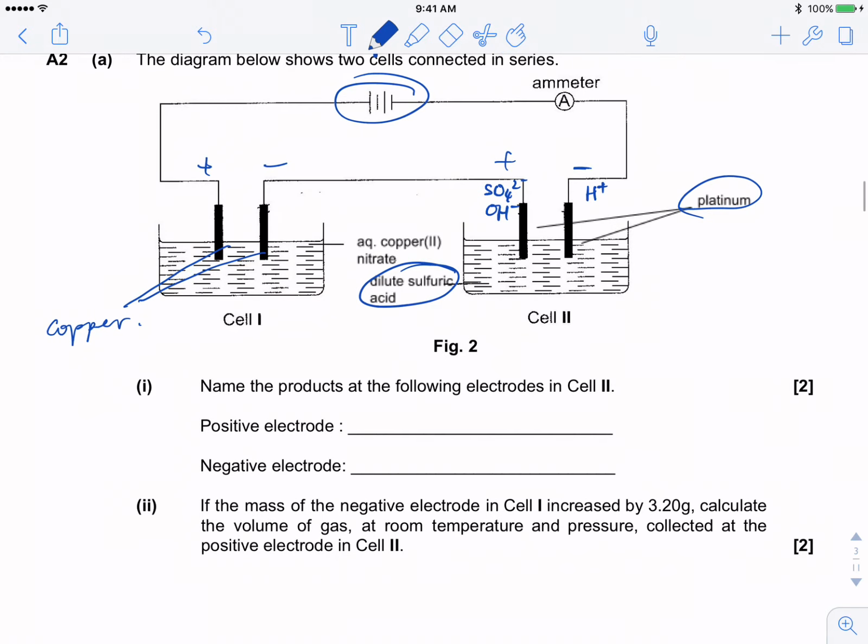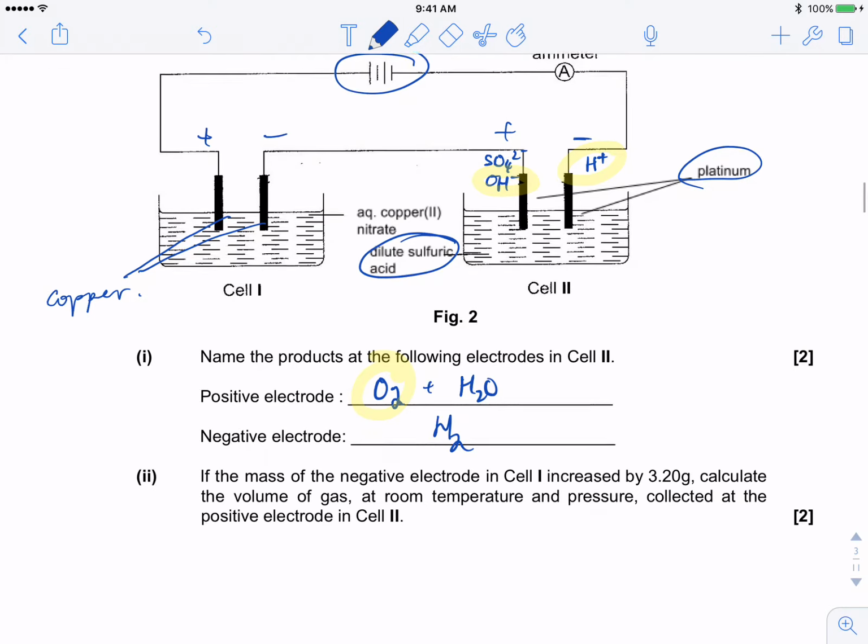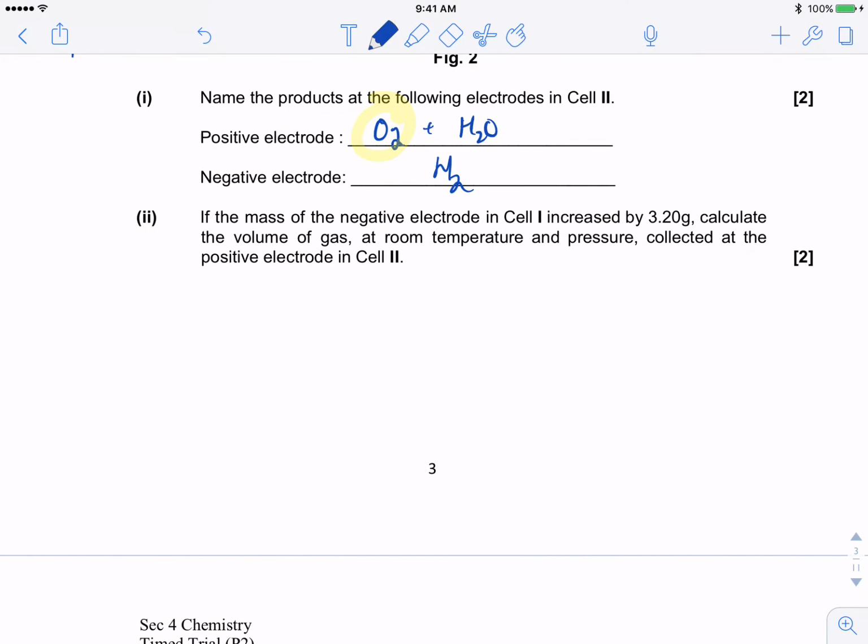So what are the products in the cell? Remember that sulfate will never be preferentially oxidized, so it will be hydroxide and hydrogen reacting. Okay, so at the positive electrode, we have oxygen gas and water. But you just need to write oxygen gas because we can't see the production of water. Okay, and the negative electrode, we have hydrogen gas. Now, this is the part where I think students may not understand what's going on.